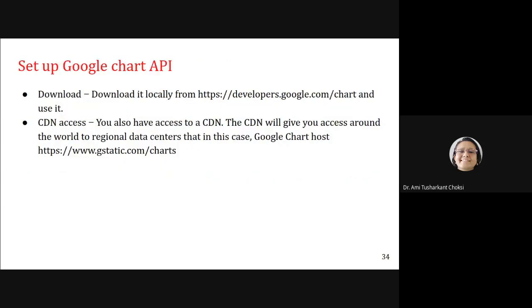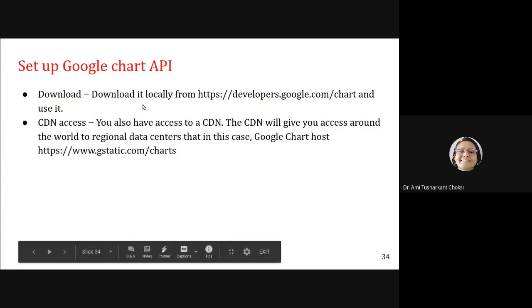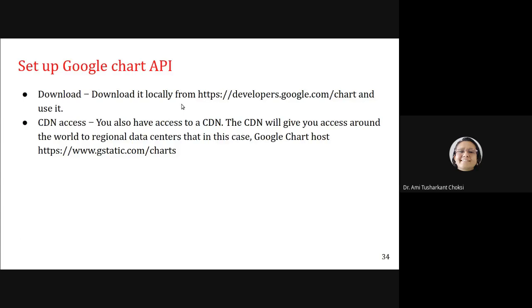So how do we set up the Google Chart API? That is by downloading the Google Chart API. From where do we get this? From https://developers.google.com/chart, or otherwise we can say https://www.gstatic.com/charts.